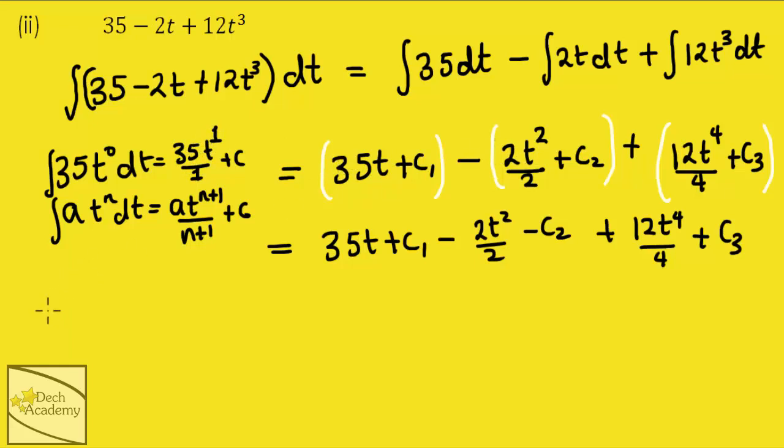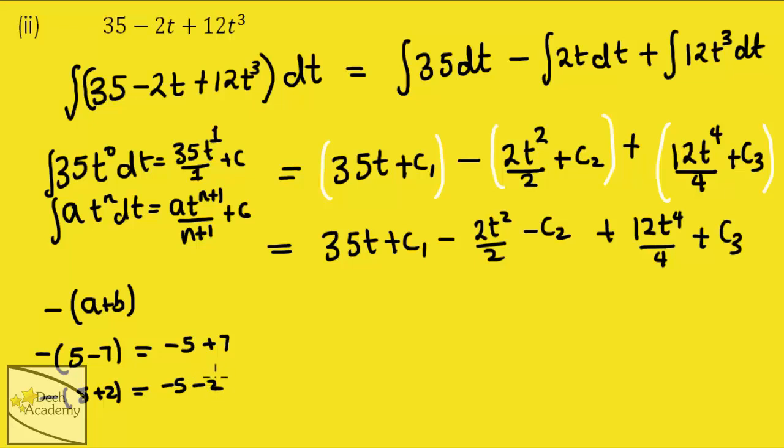And don't forget, when you have a bracket and minus sign outside a bracket expression, to drop the minus sign, you have to change the signs of each term. Instead of using a and b, I'm going to use real numbers. So if you have something like 5 minus 7, if you want to drop the bracket, 5 becomes minus 5, minus 7 becomes plus 7. If you have something like 5 plus 2, to drop the bracket, 5 becomes minus 5 and plus 2 becomes minus 2.